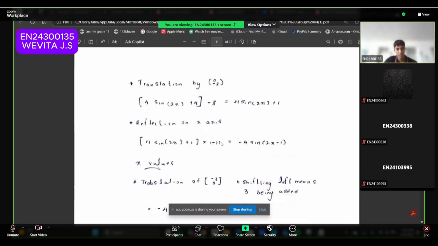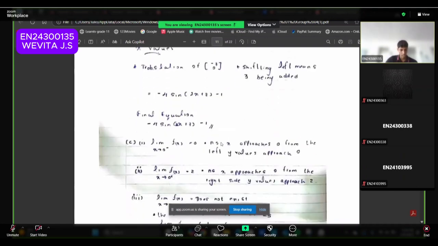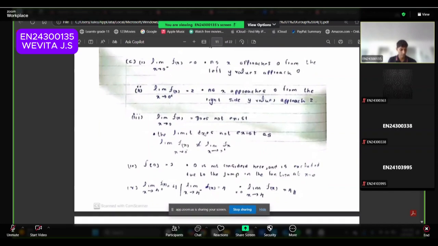Therefore, multiplying by negative 1, and then the difference in the x values. I'll be shifting the graph 3 units to the left. Therefore, I'll be adding 3 inside the bracket, leaving my final equation as minus 4 sine of 2 times (x plus 3), minus 1. And part C is to find some limits.